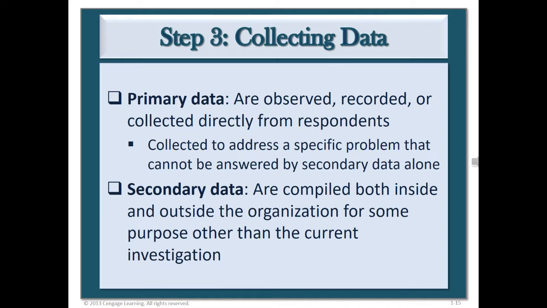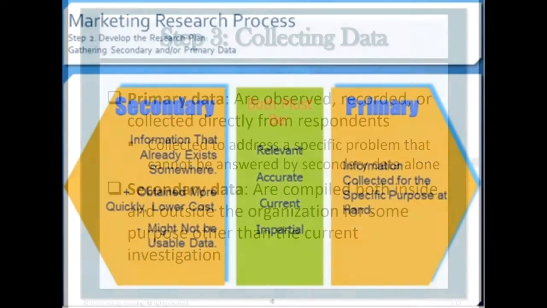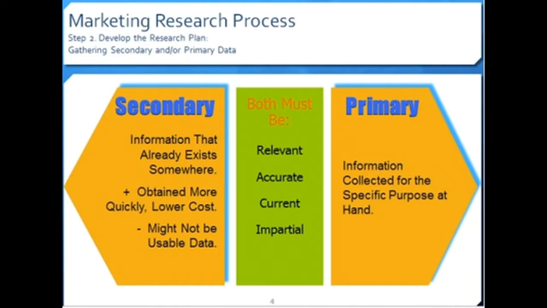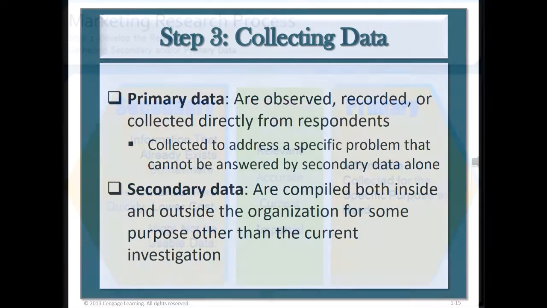Step 3 in marketing research is collecting data. There are two types of data that you can collect. The first is primary data. Primary data is data that you collect directly from respondents. So it is original data that is collected just for this research project. Secondary data, on the other hand, is compiled from sources both inside and outside of the organization, and it was collected for some other purpose other than this current research. So it could be sales reports, it could be industry data, there could be a lot of outside data that you could use as secondary data.